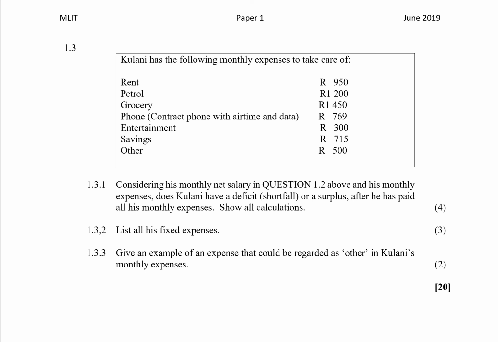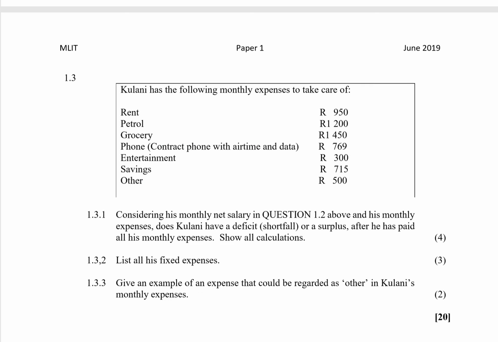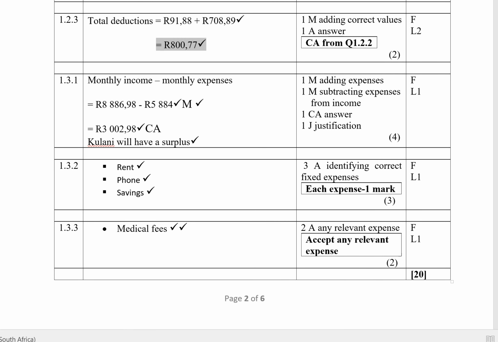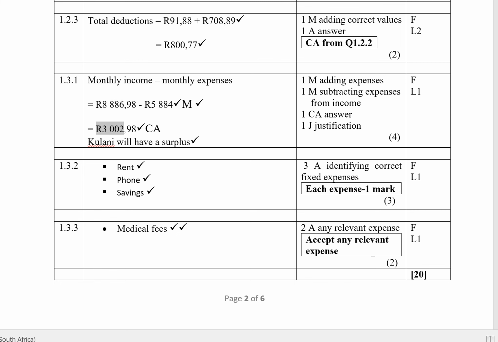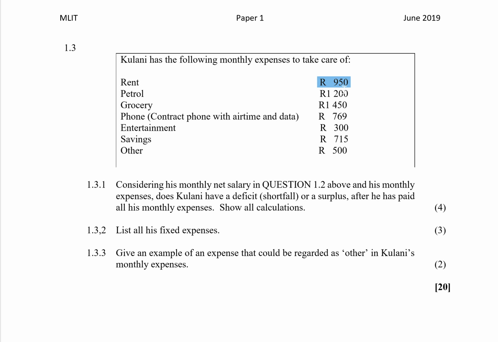So they ask, does Kulani have a deficit, shortfall, or a surplus after he has paid his monthly expenses? And show all calculations. So this is his monthly expenses, and his monthly income, which is his net pay after deductions, which is 8,886 rand 98 cents. So on the memo you'll see the answer as follows. So total net pay, monthly income, minus total monthly expenses equals 3,002 rand 98 cents. And this means that Kulani has a surplus left. So his expenses is less than his income. Just take note, to get the total expenses, you will have to add up all the expenses given in the list in the question paper, and that will give you 5884 when I add all these figures together.